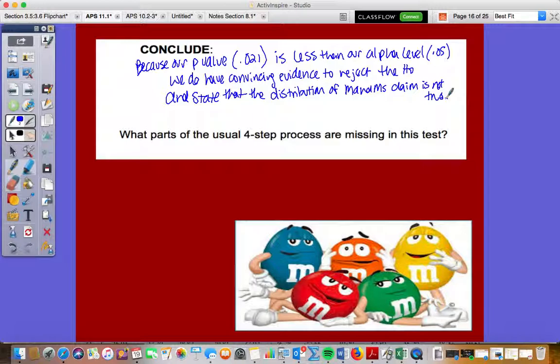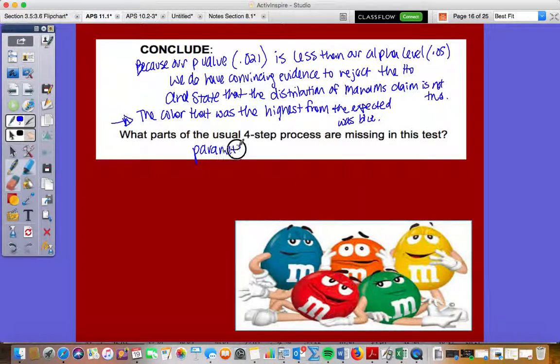Now, since it's statistically significant, we got to say this now. We would say the blue was the biggest contributor. So we'd say the color that was the highest from the expected was blue. It contributed most to our chi-squared, contributed most to the statistical significance. What's missing, we kind of already said this: no parameter, no statistic, no general formula. Good job, good stuff. And that would be it right there.